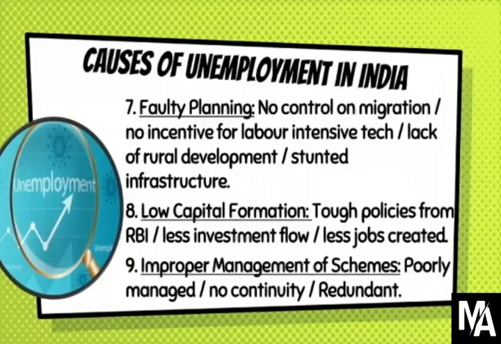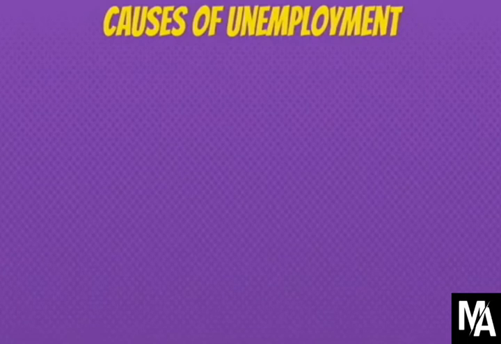And finally, the last cause for unemployment in India is improper management of schemes. We have already studied about employment schemes in the chapter on poverty, chapter number 4. You can refer to my videos. So those schemes have been very poorly managed. Many schemes have been shut down, and there is no continuity. And because of corruption, the existing schemes also are redundant or useless. And so this is why there is improper management of schemes, and because of that, there is very little job creation in India.